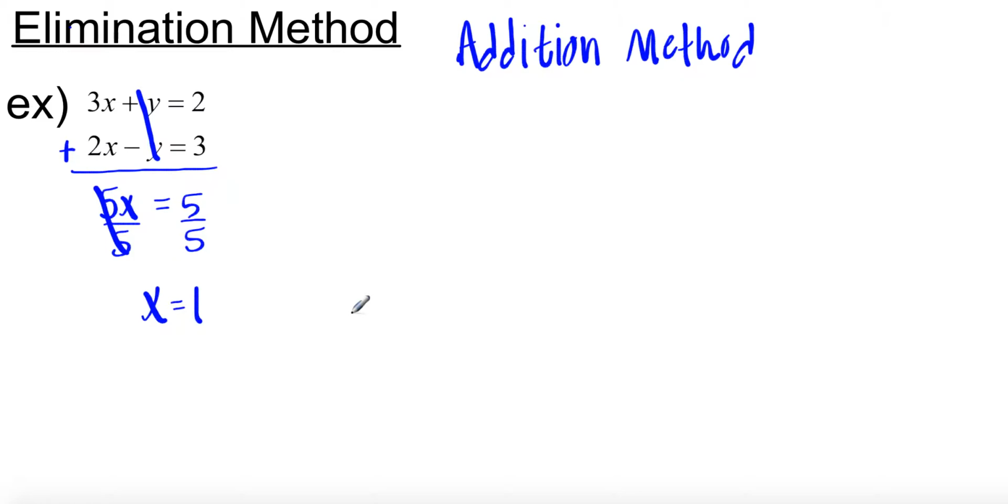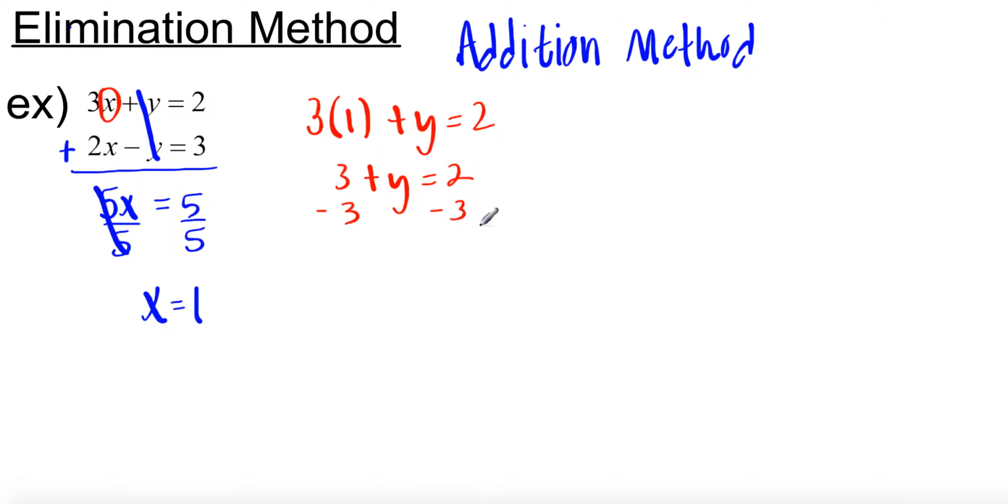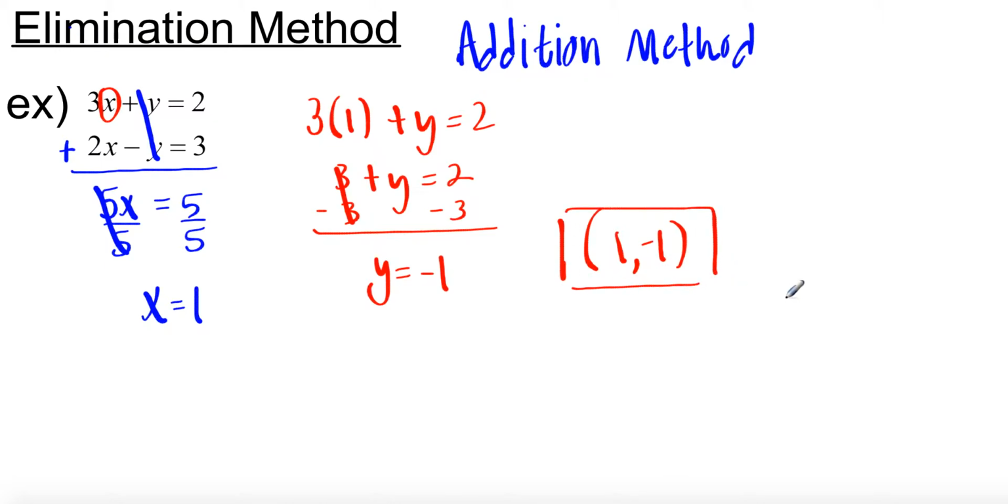Then we have to substitute our 1 in for x in either the first equation or the second. It doesn't matter. I choose to substitute it into the first. So this gives me 3 times 1 plus y is equal to 2. 3 times 1 is 3 plus y is equal to 2. Solving for y, we subtract 3 on both sides. 3's cancel and we get y is equal to negative 1. So our solution is the ordered pair 1, negative 1. So with the elimination method, we're adding the system together so that one of the variables cancels.